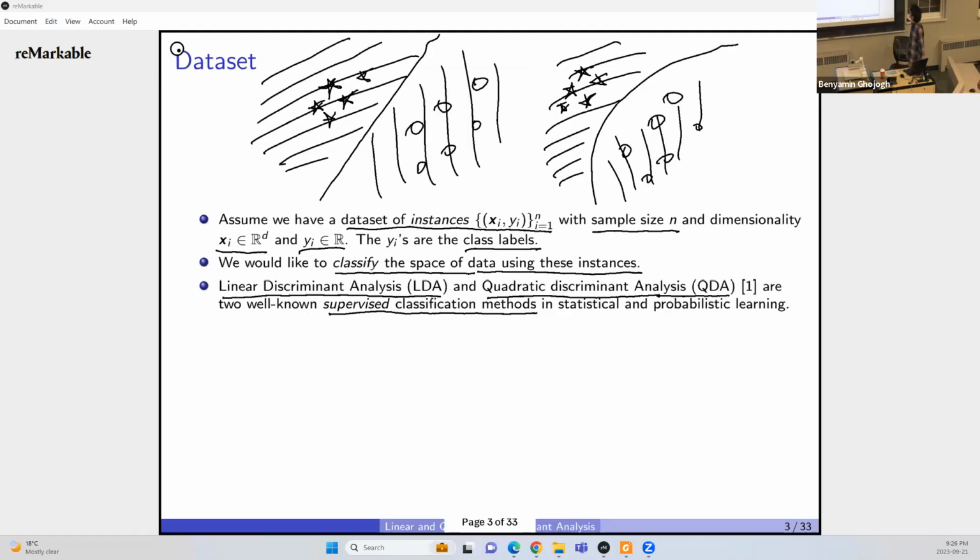For the same data set, it's linearly separable. So yes, which one is better? Depending on your data, sometimes yes, but consider this.